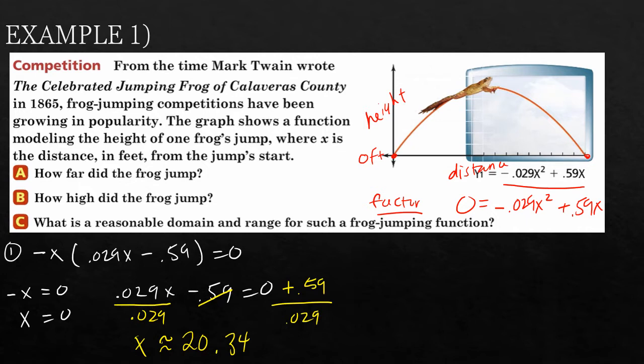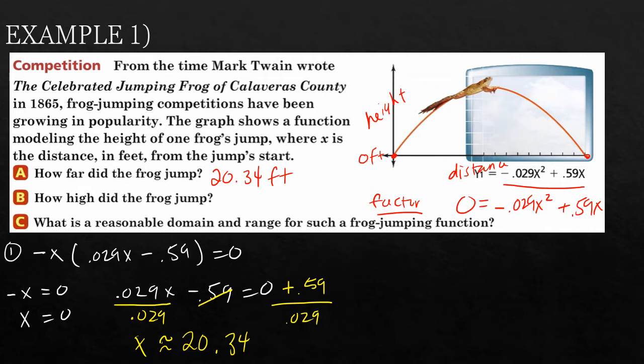Okay? So since we have 20.34, again, x represents the distance. So how far did the frog jump? Well, the frog jumped 20.34 feet. Okay? Next, it says, how high did the frog jump?